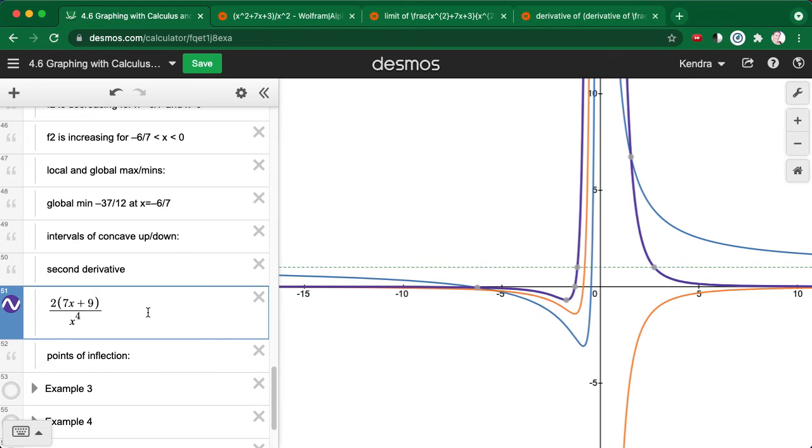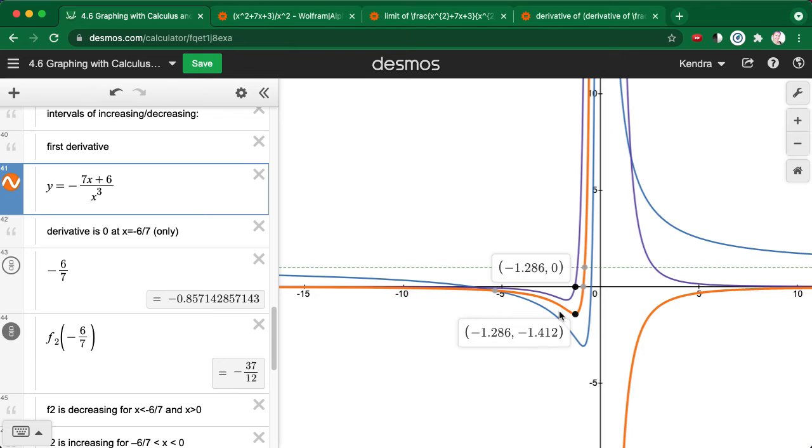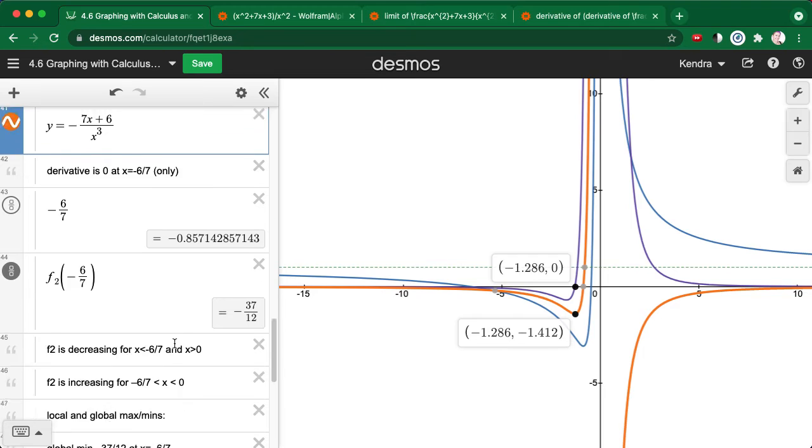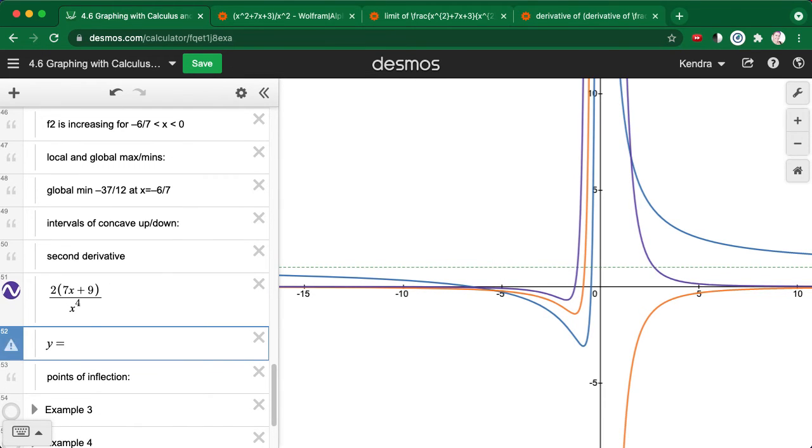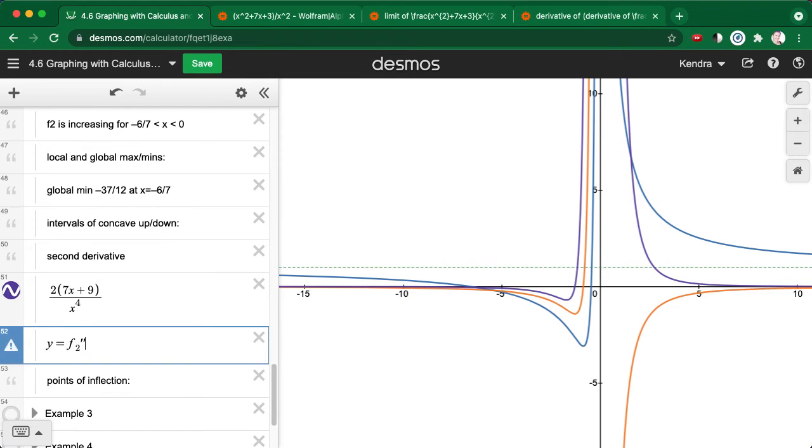Let's double check that this makes sense, that this is the derivative of the derivative. The second derivative should be negative where the first derivative is decreasing. The second derivative is positive where the first derivative is increasing. That looks right. And let's just double check that if I put in f2 double prime of x, that looks like the same function. Looks good.